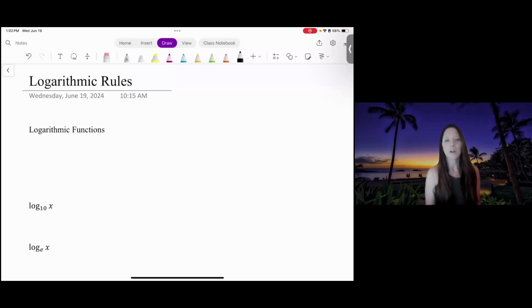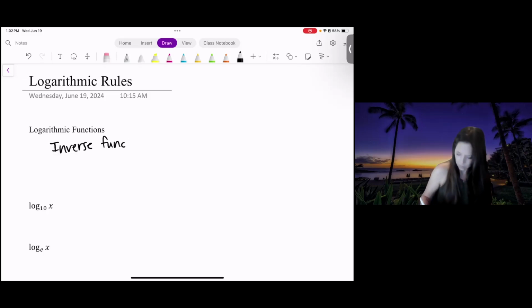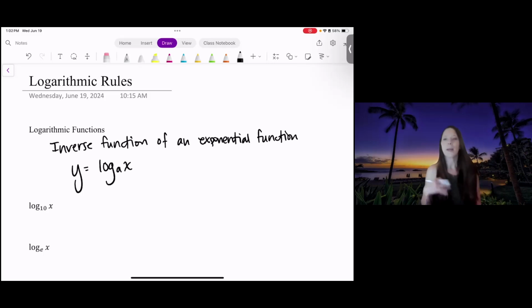Today we're going to talk about logarithmic rules. Remember that a logarithmic function is a function that is the inverse of an exponential function. We write y equals log base a of x. So the baby number, the smaller number, is the base of the function. And the base can change numbers. You can use a variety.